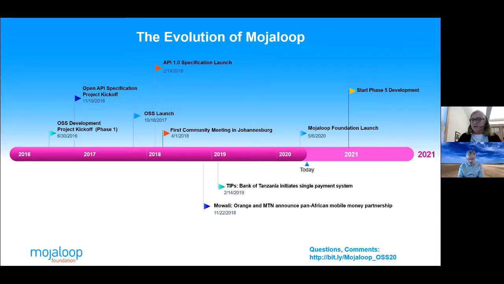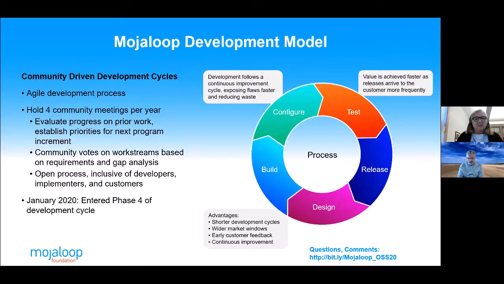As far as how we go about the development of Mojaloop, we certainly have a community-driven development process. That said, we adhere to an agile development model. We are rapidly designing, building, configuring, testing, and rolling out new iterations three, four times a year. Our community meets four times a year for a week. In fact, the week of October 19th, they'll be meeting virtually. We used to hold them face-to-face, but as you know, we're all in a virtual world now.